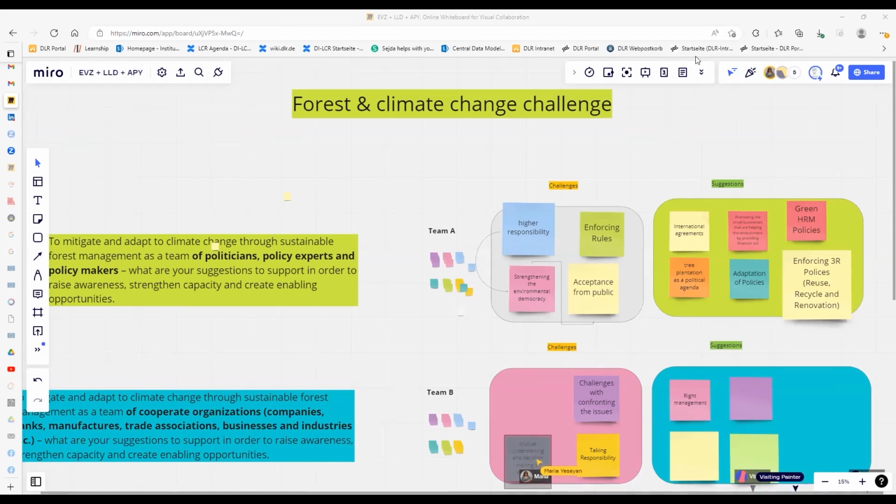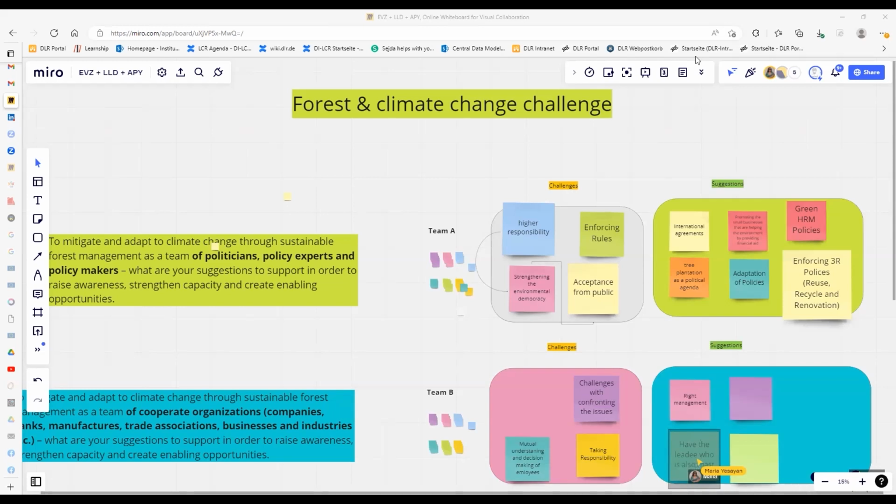Okay, I just want to highlight the main points that we have written here. The first challenge for a politician in mitigating climate change or climate issues would be the high responsibility and enforcing the rules, strengthening the environmental democracy and acceptance from the public.